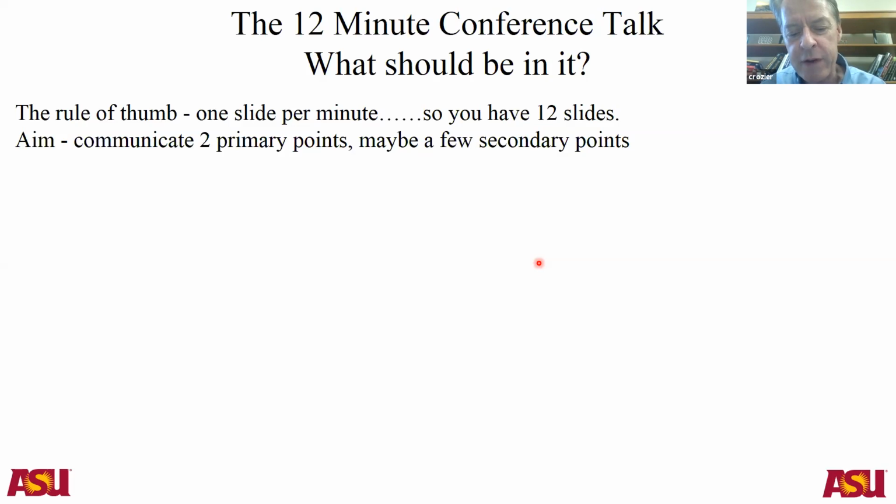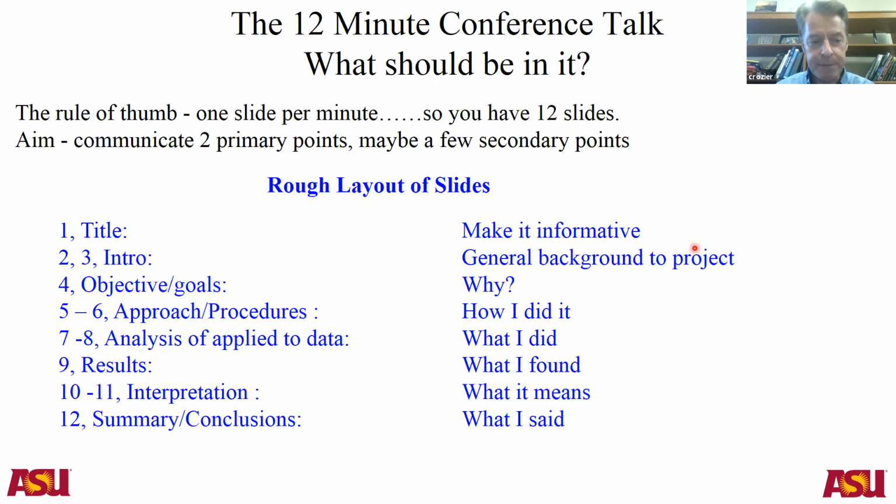Your topic might be very complicated, and there may be lots of points that you can make, but you have to prioritize what you think are the 2 most important points that you want the audience to understand, and then you have to shape your presentation to make sure that they understand those 2 points at the end. There might be a couple of secondary points as well, but you really want to make sure that you hit the audience with 1 or 2 primary points. And here's just a rough layout of how a 12-minute conference talk might be.